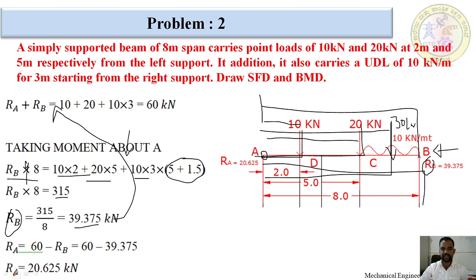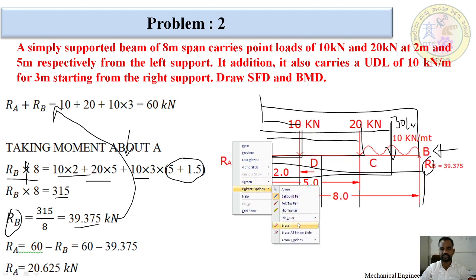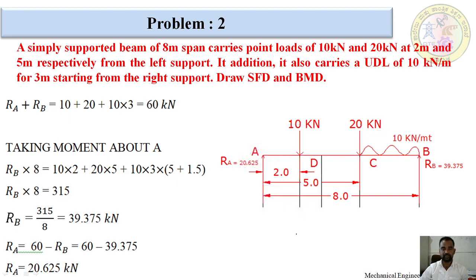Put this value in this equation, and you will get the RA value equal to 20.625 kilonewton. We found the reaction at A support and the reaction at B support. After completing this calculation, we are going to start with the shear force calculation.